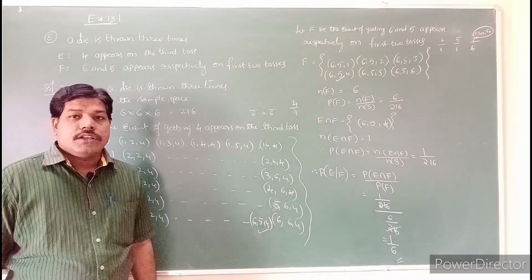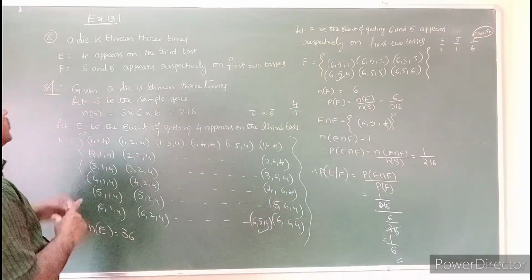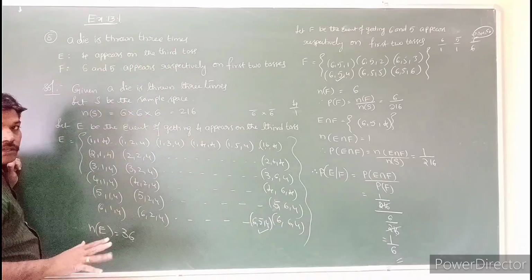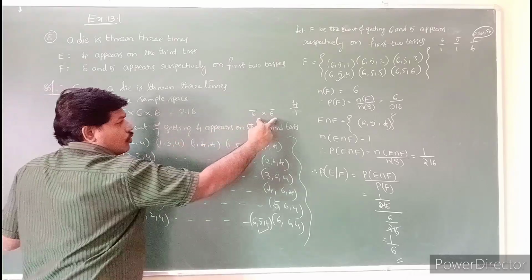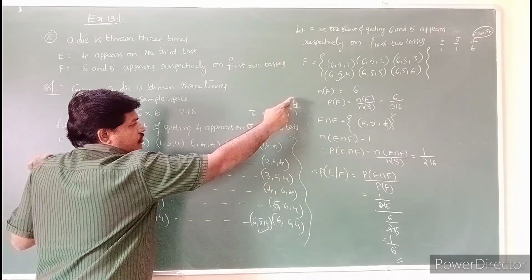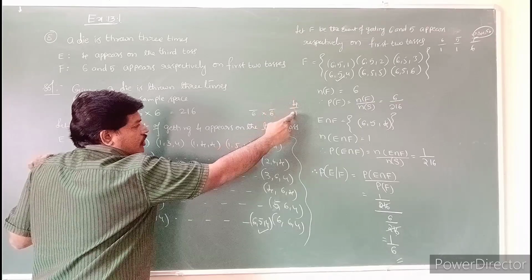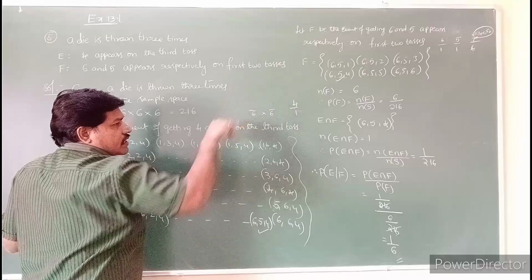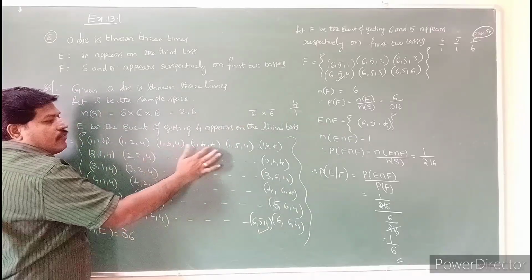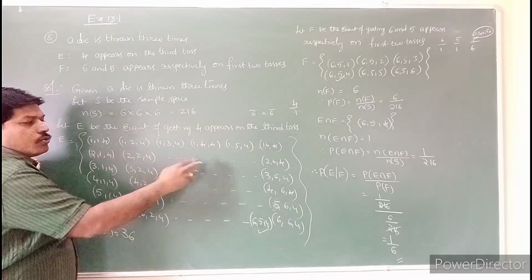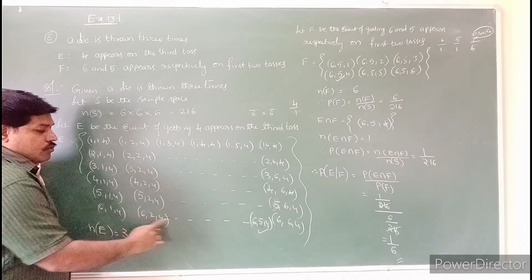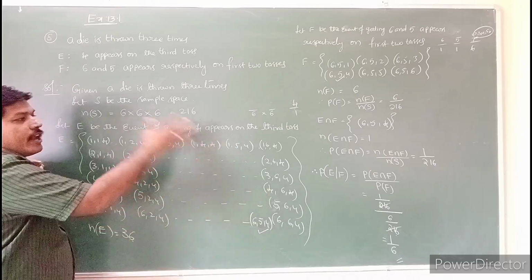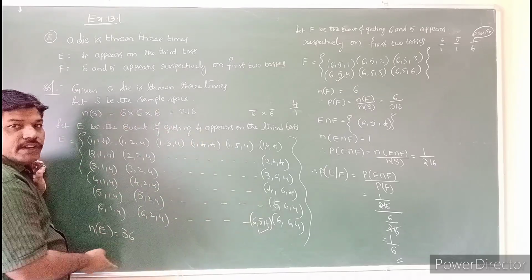So see that question, students. First, E is the event that 4 appears on the third toss. What about the first two? In the first two you can shuffle the terms. In the third toss you have to get the 4, that is only 1 way. But in the first two tosses the pairs you can shuffle: 1,1; 1,2; 1,3; 1,4; 1,5; 1,6. Next 2,1; 2,2; 2,3; 2,4; 2,6. 6,1; 6,2; 6,3; 6,5; 6,6. In the third toss you have to get the 4 only. So how many outcomes will you get? 36 outcomes you will get here.